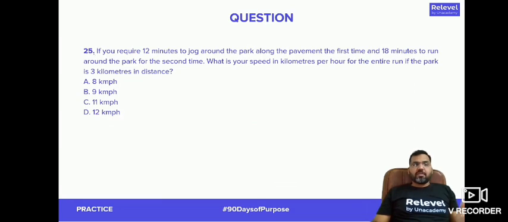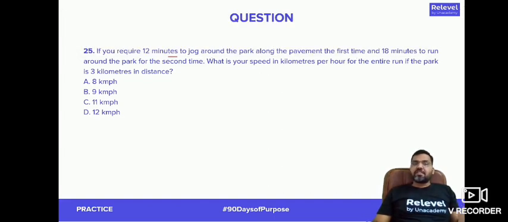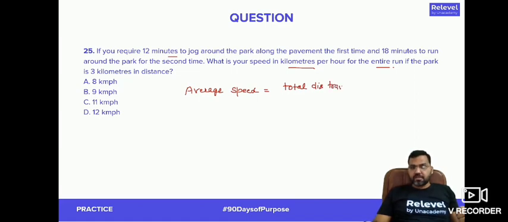Now question number 25 says, if you require 20 minutes to walk around the park along the pavement the first time and 18 minutes to run around the park for the second time, what is your speed in kilometer per hour for the entire run? So basically here we are supposed to find out the speed in kilometer per hour for the entire run. We are supposed to find out the average speed, right? See that average speed is basically equal to total distance traveled divided by total time taken.